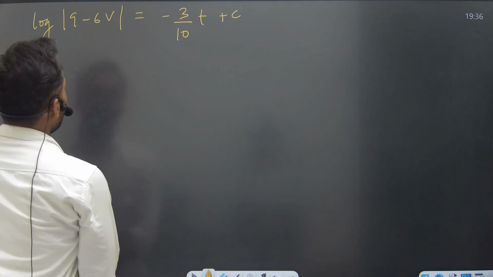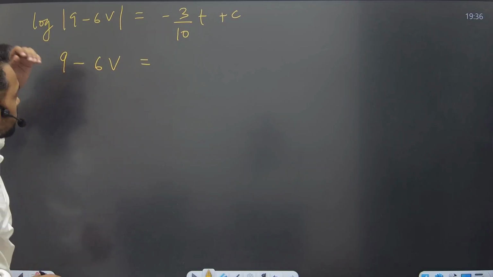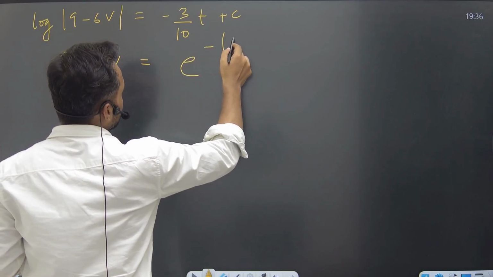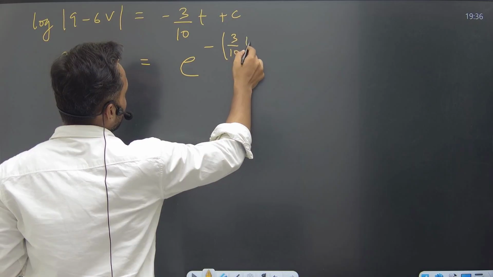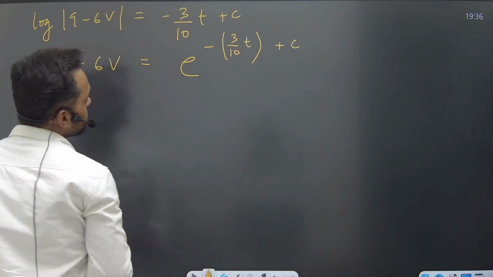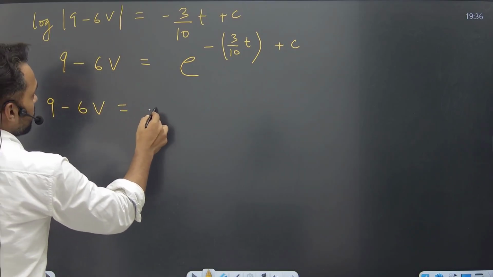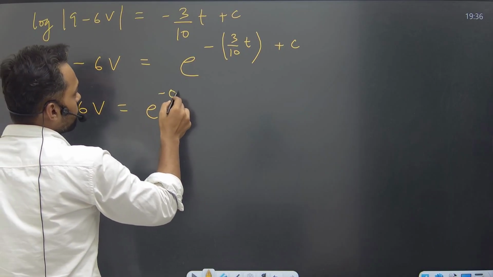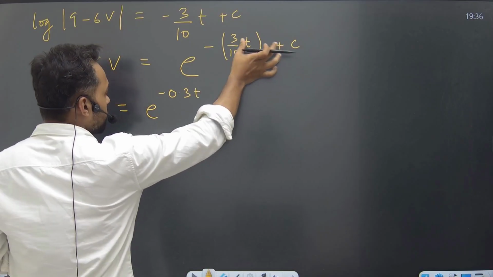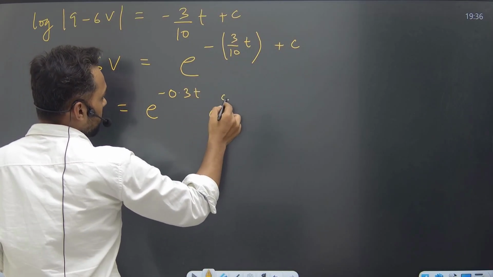Yes. Now if I take log on both sides, what you will get is ln(9 − 6v) equals negative 3/10 t plus c. This could be written as 9 − 6v equals e raised to the power negative 0.3t, and this c is also on the power of e, so it could be written as e raised to the power c.